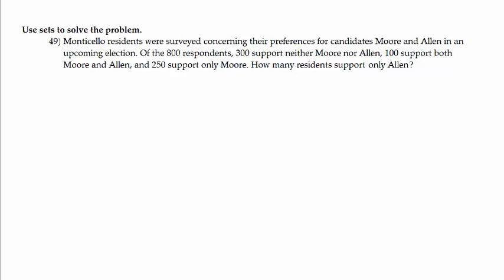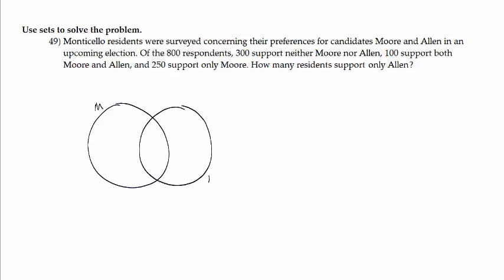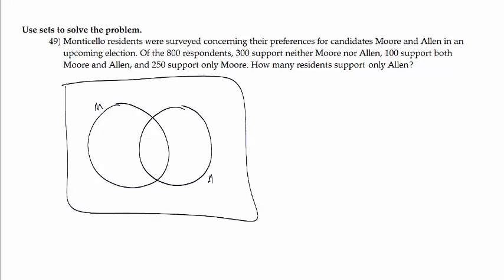So before we try to answer this question, we're going to use a Venn diagram to help us represent the information. So I've got a set for Moore and I have a set for Allen. And here's my set of people surveyed. Okay, so I might not have to fill in all 4 regions, but my goal, I'm thinking, is to fill in these regions. Okay, so what information do I know?